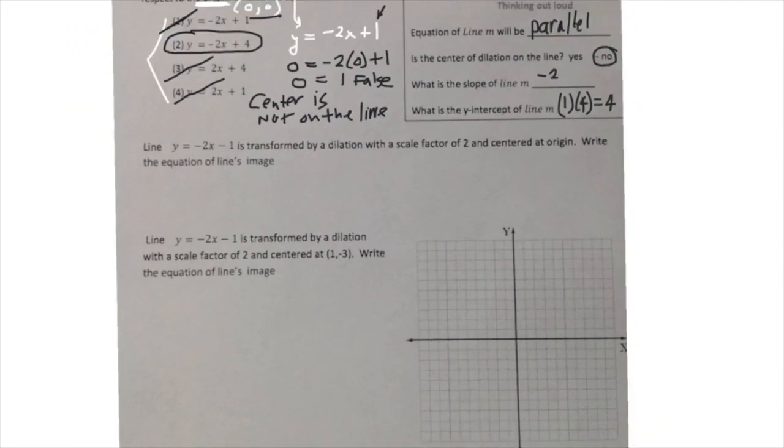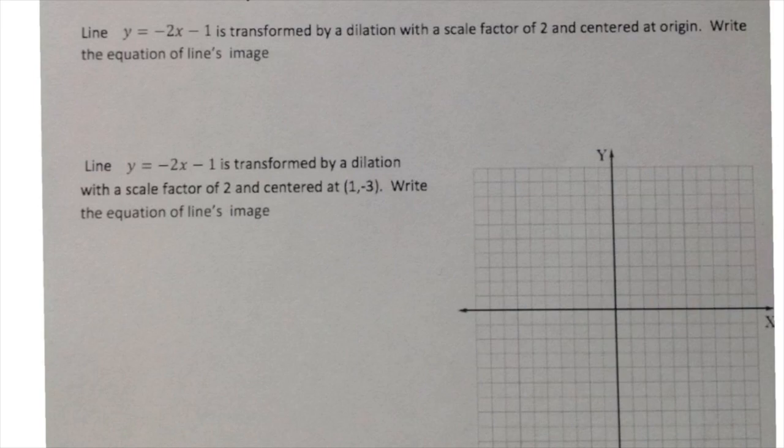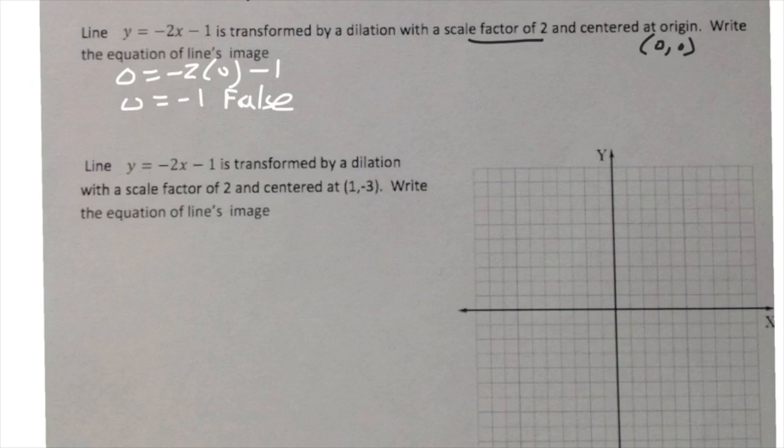So we're going to change the equation to y equals negative 2x minus 1, and it says we're going to dilate it by 2 this time, again centered at the origin. And they want us to write the equation of the image. So this is more difficult because it's not multiple choice. The very first thing is to find out, is 0, 0 on the line? When I plug in the center, I get 0 equals negative 1, which is false. So I know I'm going to get a brand new line.